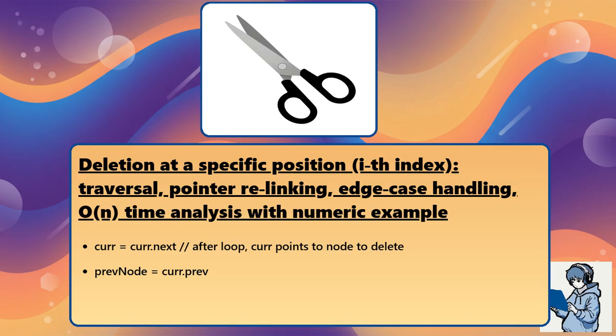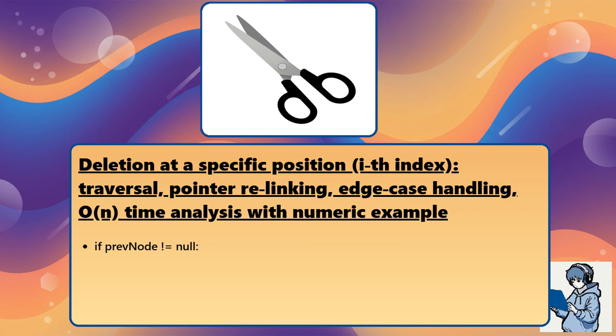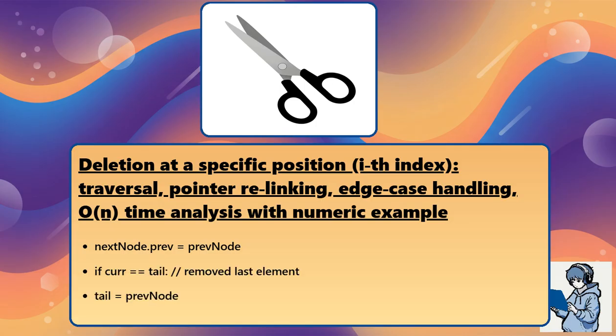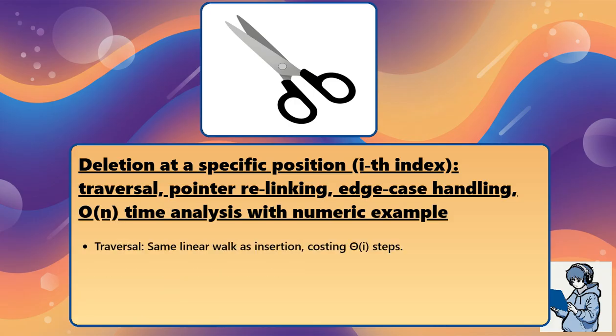Prev node becomes cur dot prev. Next node becomes cur dot next. If prev node is not null: prev node dot next equals next node. If next node is not null: next node dot prev equals prev node. If cur equals tail: tail becomes prev node. Traversal: same linear walk as insertion, costing theta I steps.